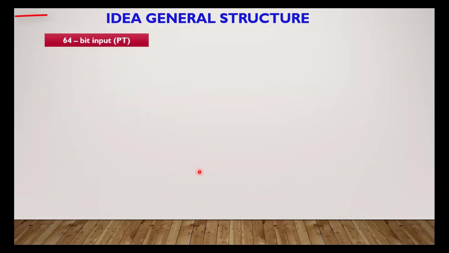So here we will see the general structure of this IDEA algorithm. Initially what you have in your hand is a 64-bit block of plain text. The approach in the IDEA algorithm is that you first divide this 64-bit block into 4 blocks, and these 4 blocks are of 16-bit each. Okay, first you have this 64-bit block of plain text, and then you will divide it into 4 blocks of plain text, and each block is of 16-bit.